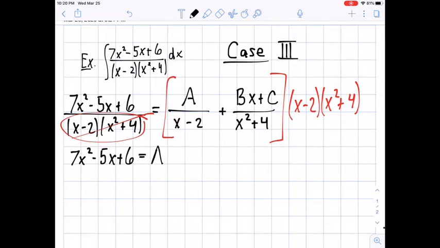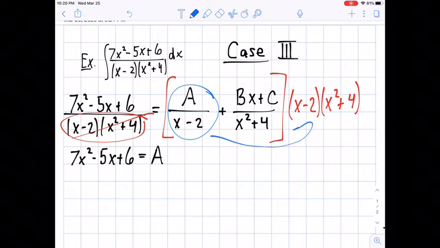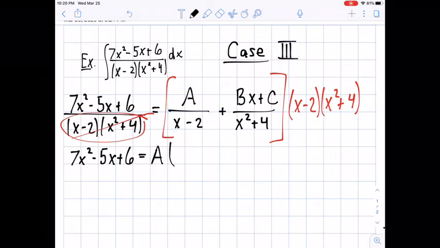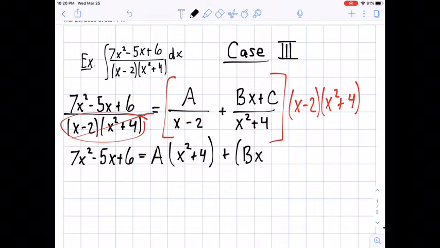On the right hand side we end up with a, and the a over x minus 2 is going to be multiplied by all of this. So really we do notice that the x minus 2's are going to cancel each other out, so we'll see what we have left over. We have a multiplied by x squared plus 4. We do the same thing with the bx plus c term. So we have bx plus c, and this time we notice that it's actually just going to be the x squared plus 4 terms that would cancel each other out. So we have bx plus c multiplied by x minus 2.